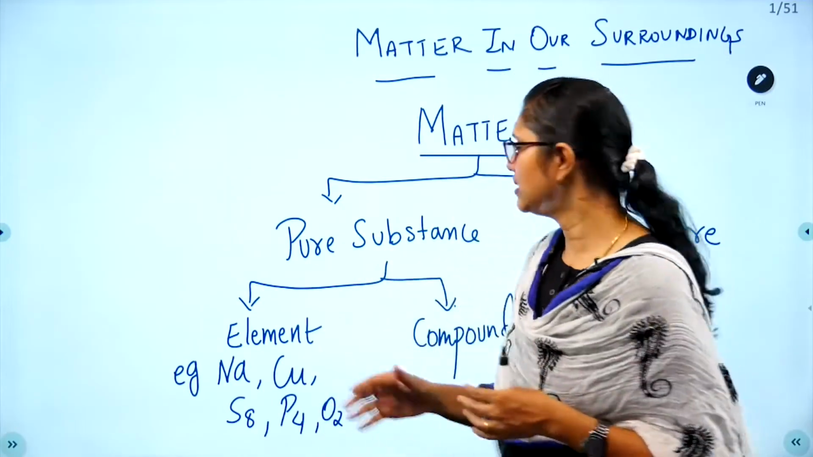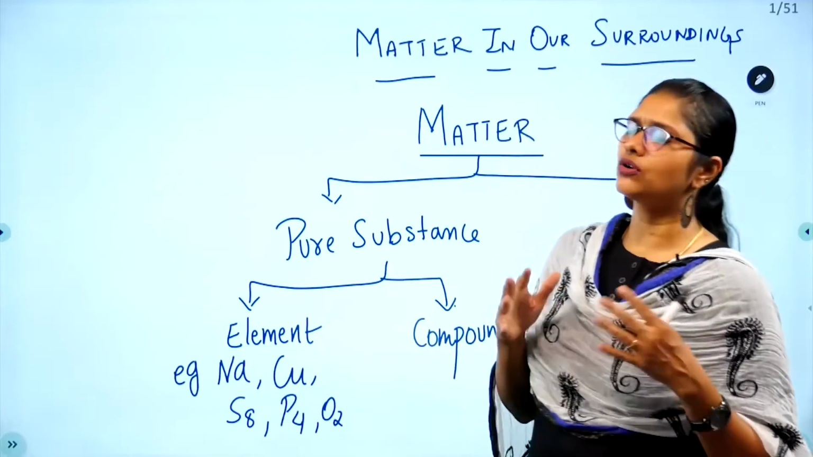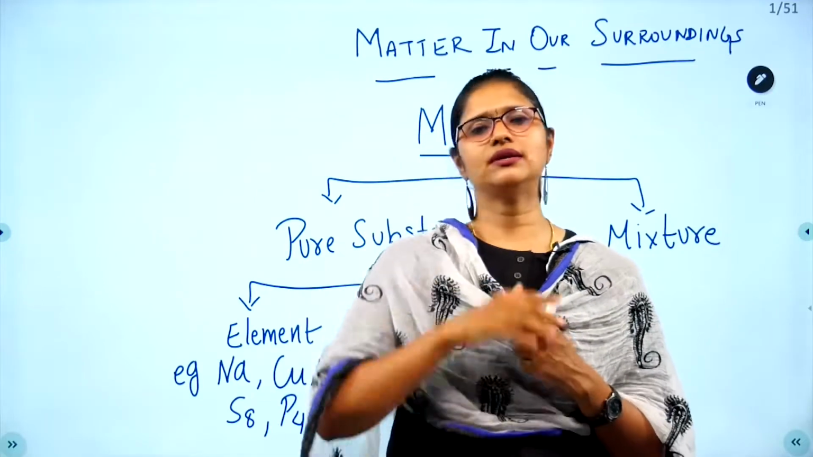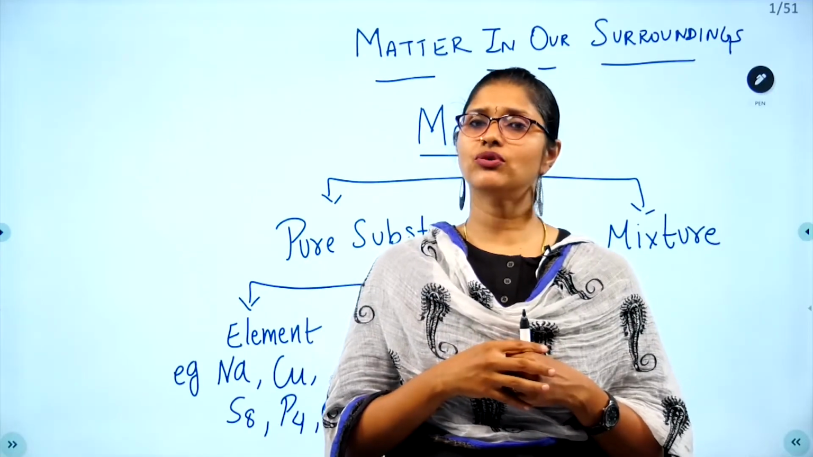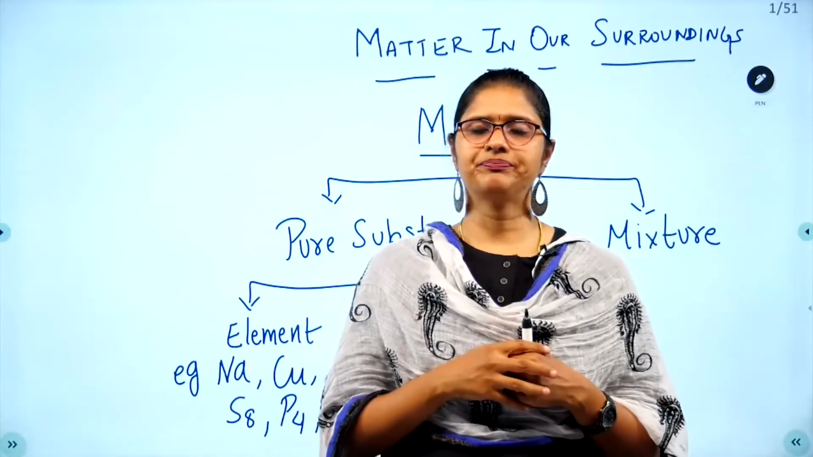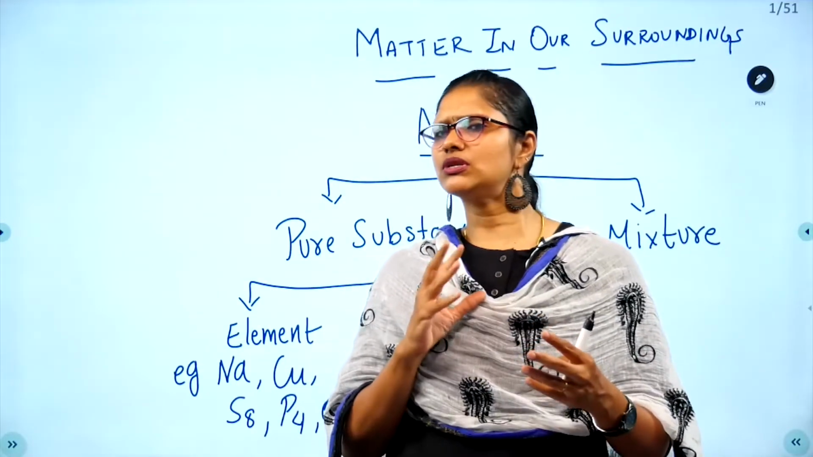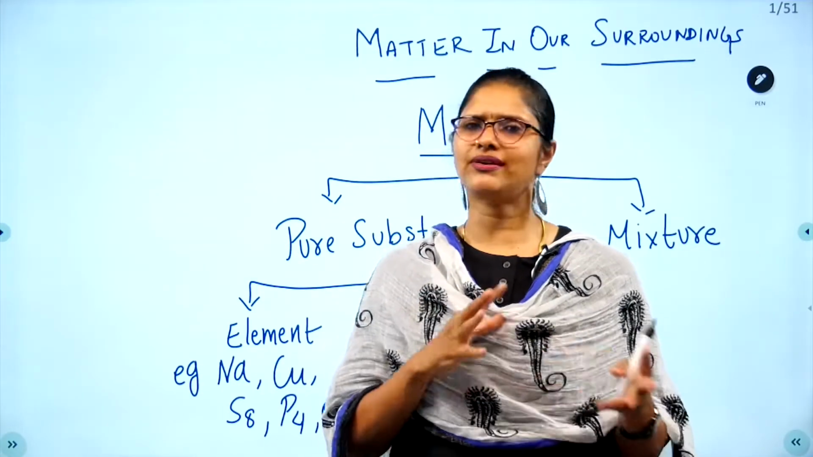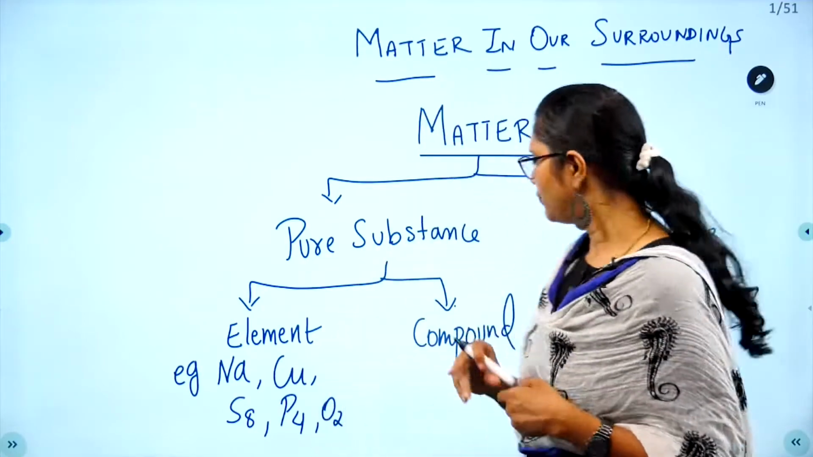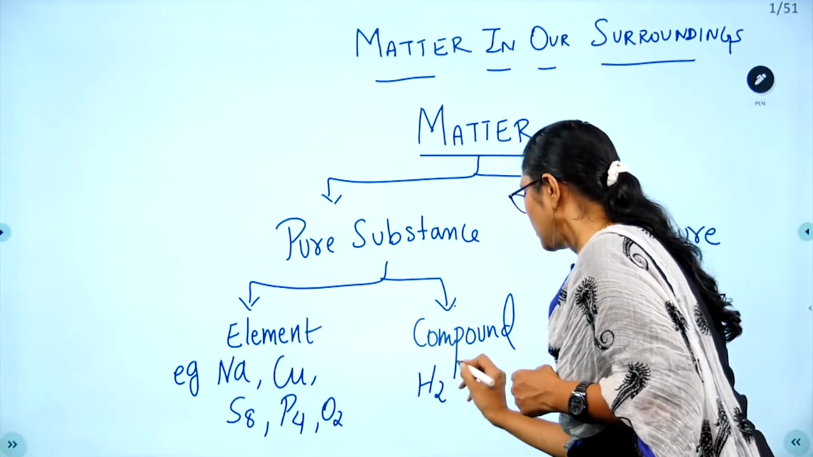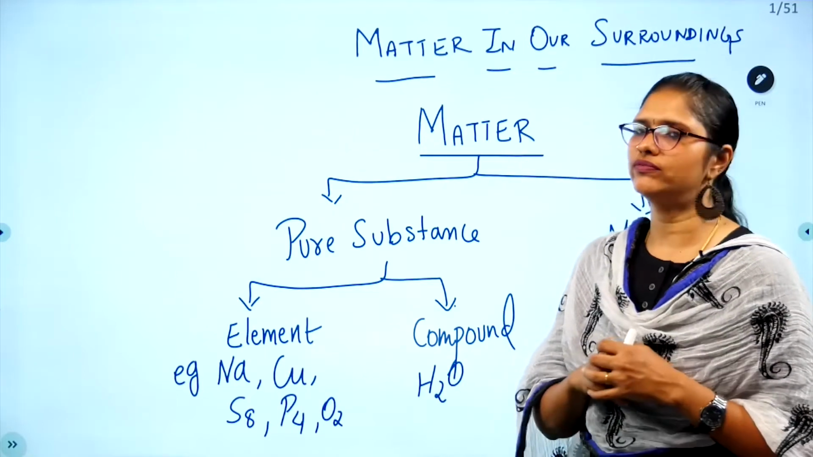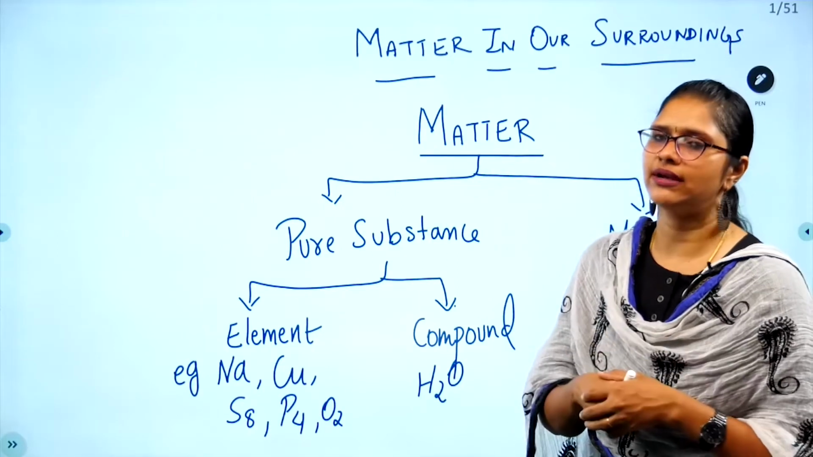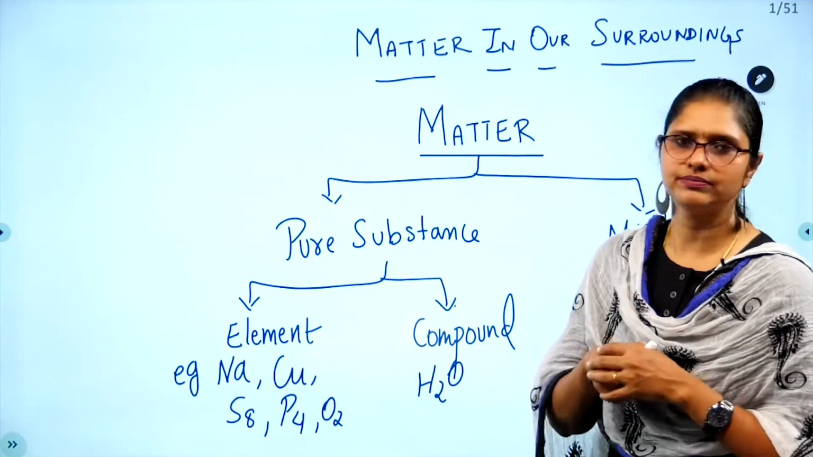So now we are going to see compound. Compound is the substance which is made up of more than one type of atoms, alright. But what is the condition? It is going to be in a fixed proportion, not randomly. For example, water. The formula for water is H2O, which means one molecule of water consists of 2 hydrogen atoms and 1 oxygen atom.